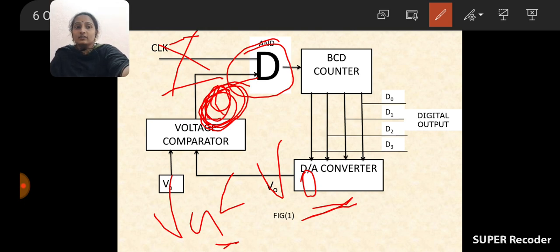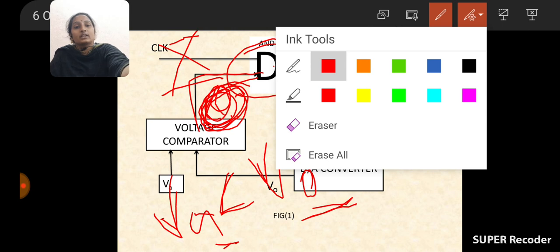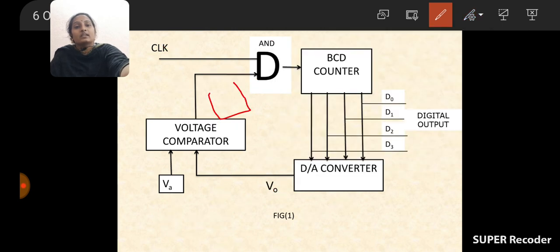Because it is a 4-bit counter, after the 15th clock pulse, at the 16th clock pulse, the voltage VA becomes less than that of V0. Automatically the voltage comparator produces a low level signal. Because the AND gate is getting a low level signal from the comparator, the AND gate will act like an open circuit. Because of the open circuit, the clock pulses are unable to reach the BCD counter and the counter stops counting. Now the output voltage again is equal to 0.